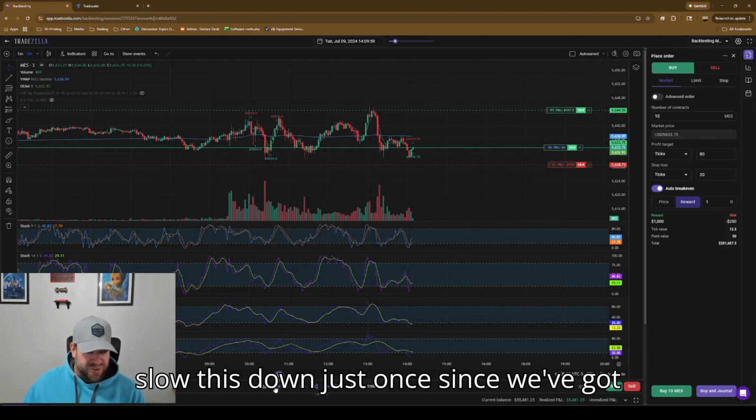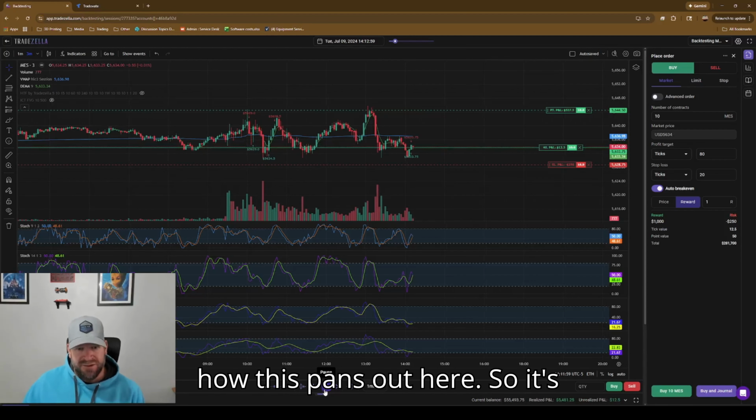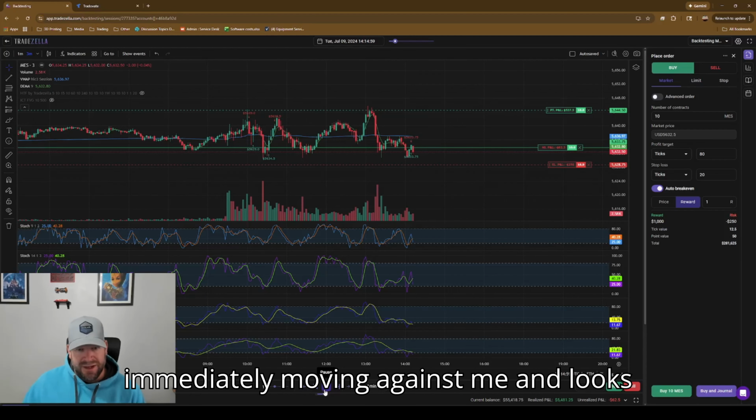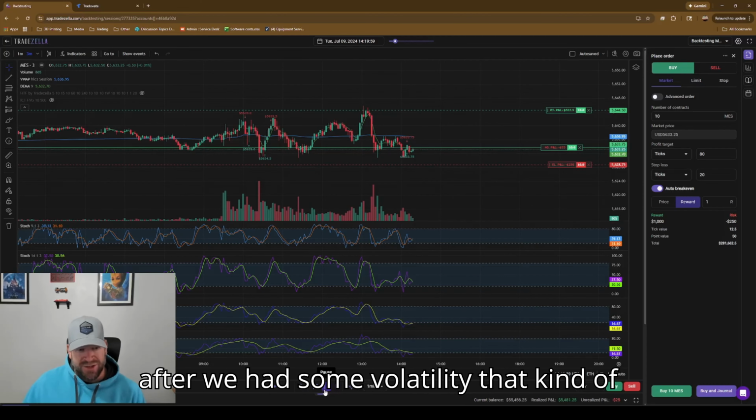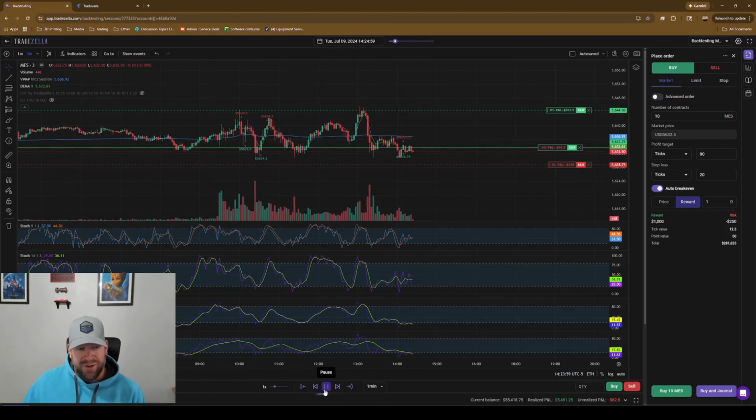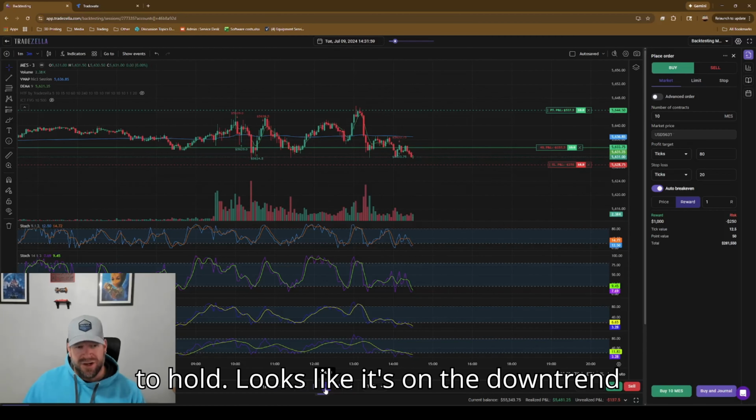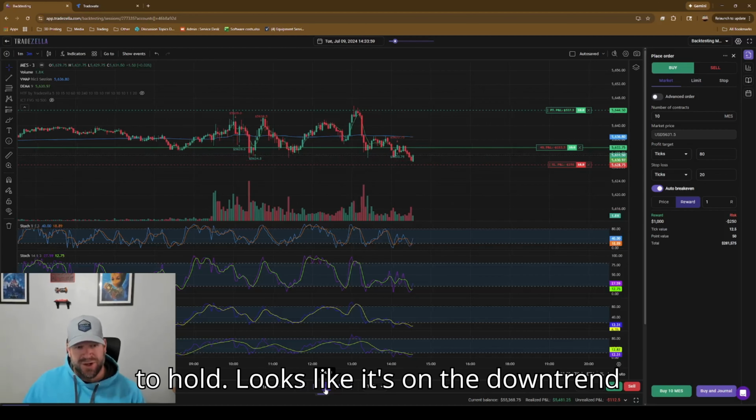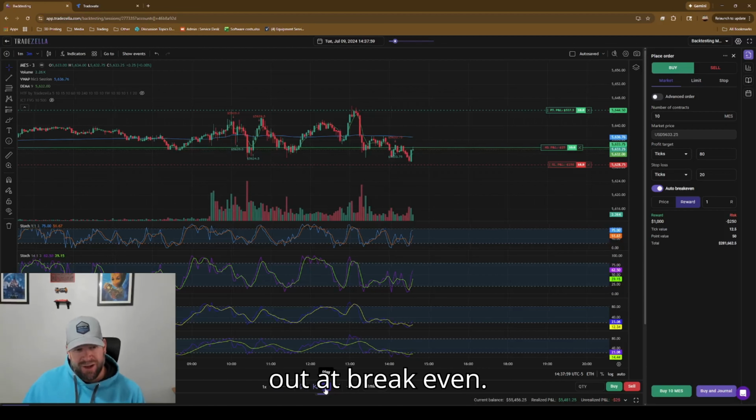So I'm going to slow this down just one since we've got a trade on. And let's see how this pans out here. So it's immediately moving against me and looks more like more of that consolidation after we had some volatility that kind of ramped it up and down. But it is holding. And I spoke too soon, not going to hold. Looks like it's on the downtrend here. And I would probably strive to get out at break even.